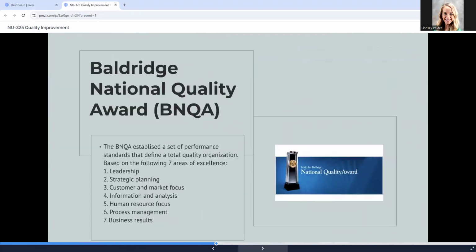There is also an award called the Baldrige National Quality Award, or the BNQA. And the BNQA established a set of performance standards that define a total quality organization. And it's based on the following 7 areas of excellence: leadership, strategic planning, customer and market focus, information and analysis, human resource focus, process management, and business results.